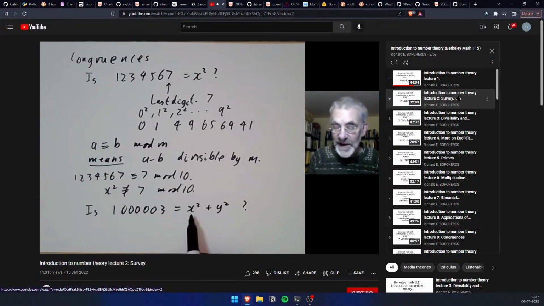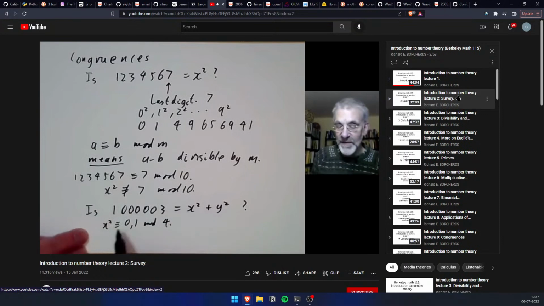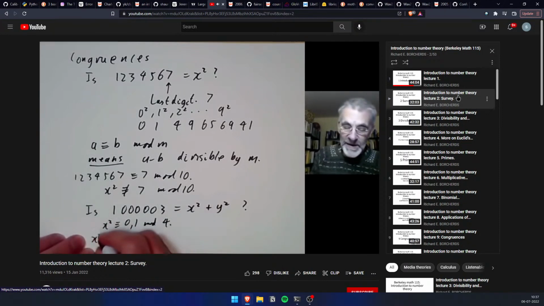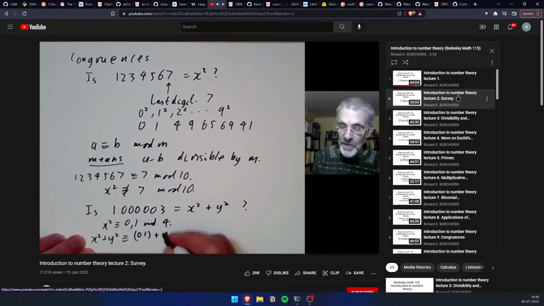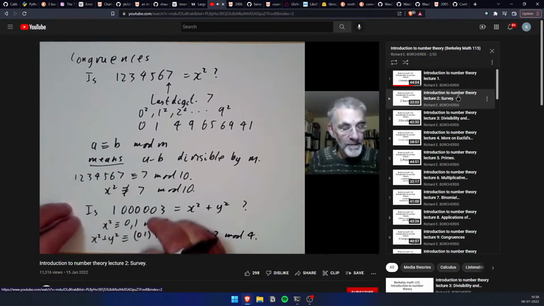However, there's a rather easy way to see this isn't possible, because we notice that x squared is congruent to 0 or 1 modulo 4. If you've got any square, you can check that its remainder is always 0 or 1. So x squared plus y squared must be congruent to 0 or 1 plus 0 or 1 mod 4, which is congruent to 0, 1 or 2 mod 4. However, 1,000,003 is not congruent to 0, 1 or 2 mod 4, so we can see very easily that you can't solve this equation.